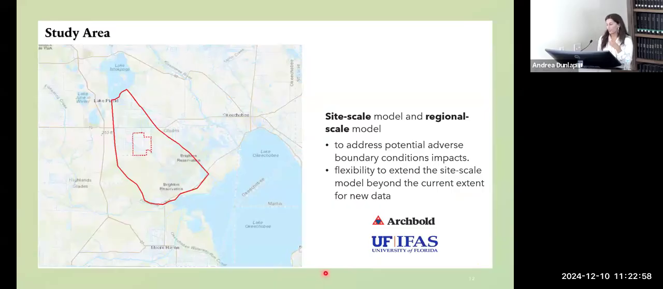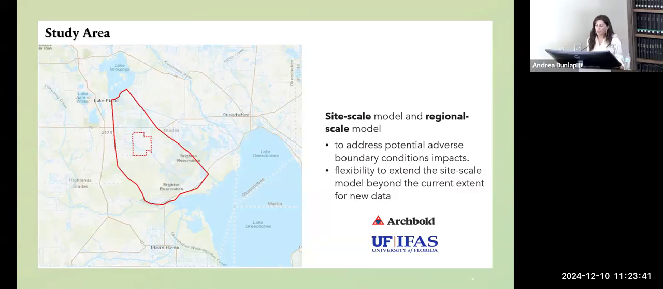So this is the study area that I talked about in previous slides. Buckeye Ranch was selected as our study area. As you see, the modeling area consists of two boundaries. The small boundary is called the site scale model, and the bigger one is the regional scale model. The site scale model is limited to Buckeye Ranch, which is a 4,200-acre research ranch located in Highlands County. The reason we picked that area was the intense available data there in terms of water quality.